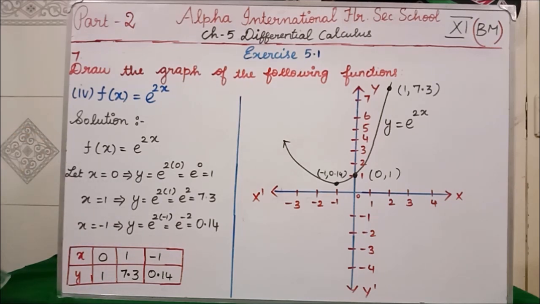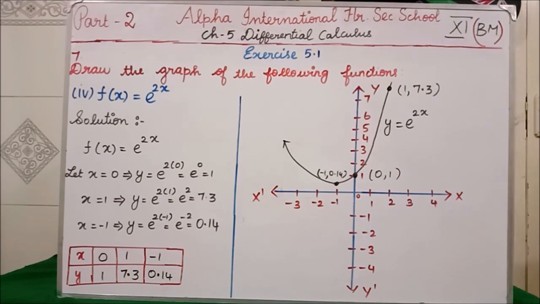Clear? Now we will write the table. When I am substituting 0, I have got 1. When I am substituting 1, I am getting 7.3. When I am substituting minus 1, I am getting 0.14. Clear? These are the values we are going to plot in the graph.